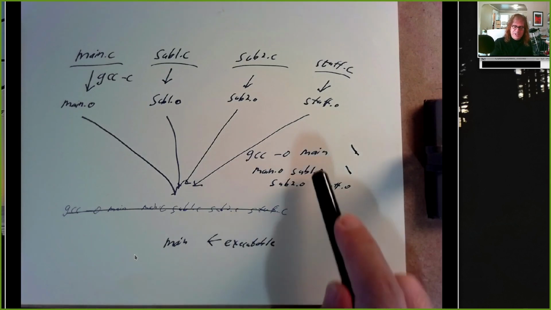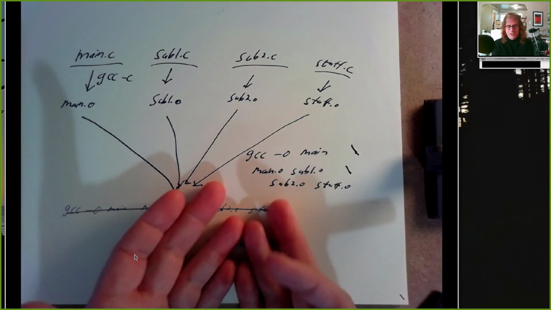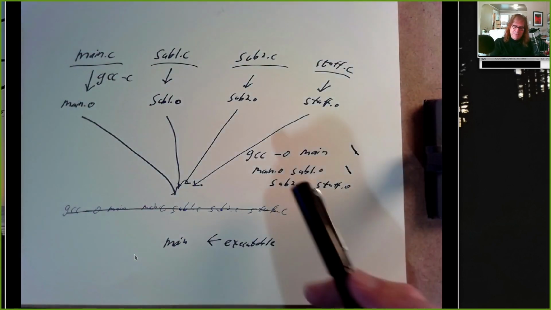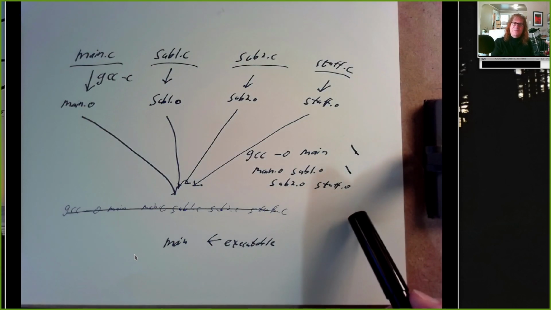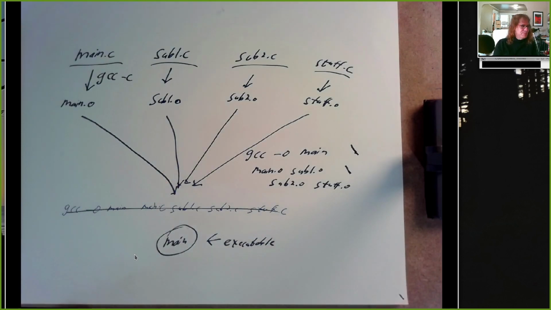So gcc -o main, and then I'm listing my 4 .o files. GCC will not try to compile my main.c, my sub.c, and so on. I'm giving it 4 already compiled object files, and it's just going to link those together. All right, and the output of that is going to be a main program, which is hopefully executable.